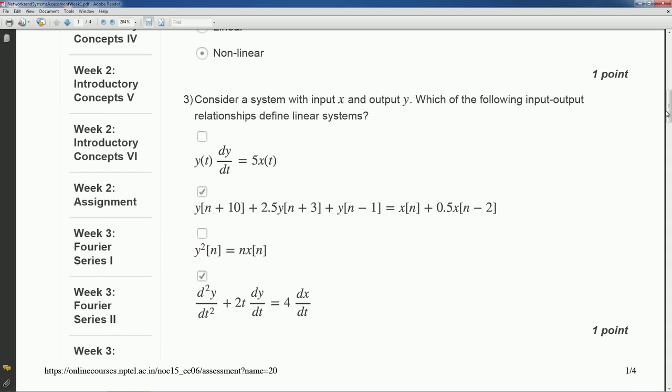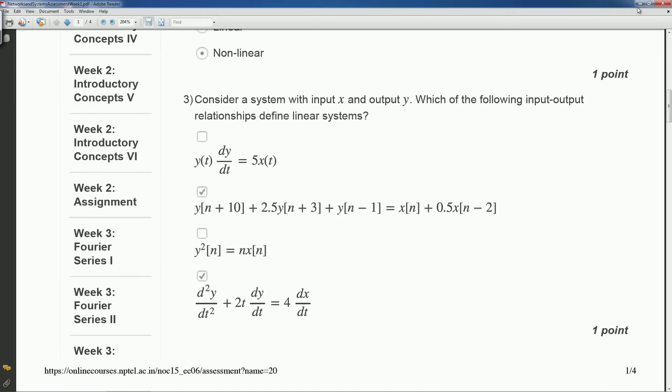Now, how do you determine whether this is a linear system or not? You have to follow an approach very similar to before. You have to write down x1 of t. For instance, you have to check additivity. How do you check additivity? You have to say x1 of t satisfies a certain equation with y1 of t, and x2 of t satisfies a certain equation with y2 of t.